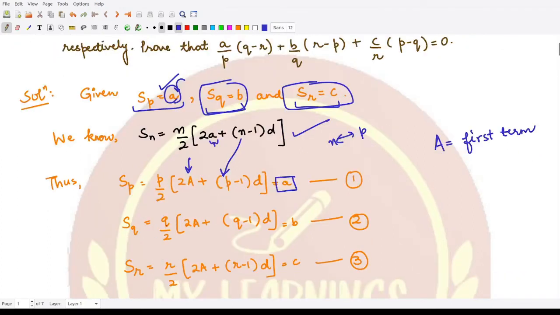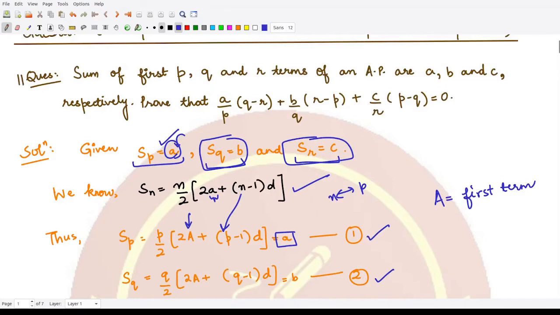For SQ it would be Q upon 2 into (2A plus (Q minus 1)d), that is given to be b, and for SR it is given to be R by 2 into (2A plus (R minus 1) times d), this is given to be c. So let's mark these as equation 1, equation 2 and equation 3. So here we wanted to prove this thing.